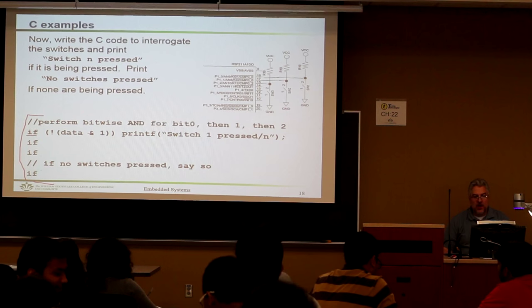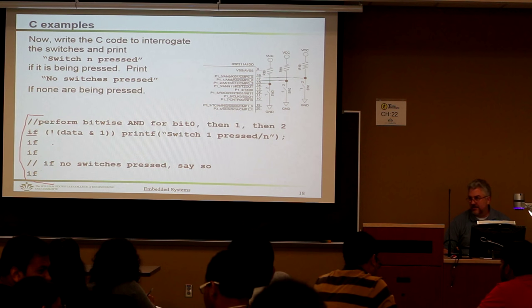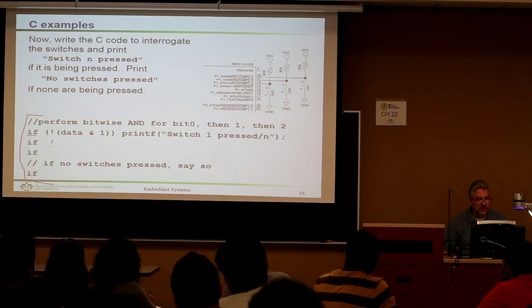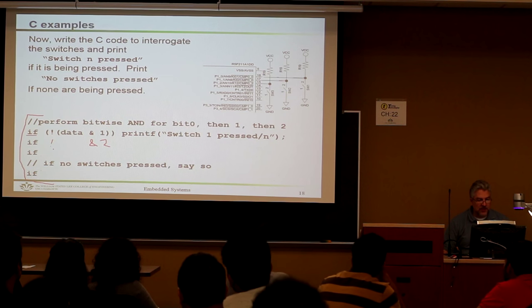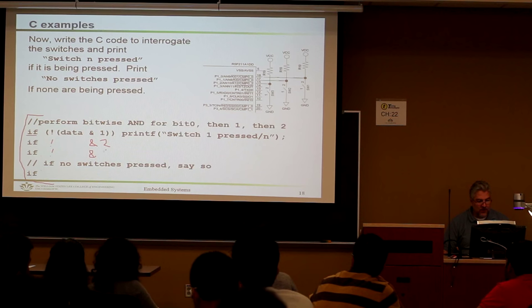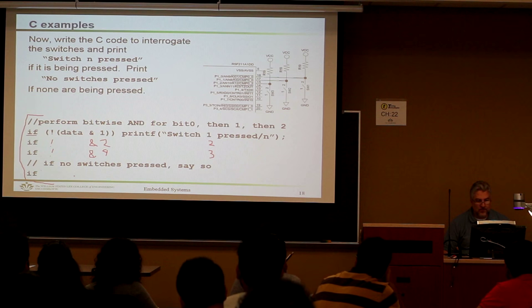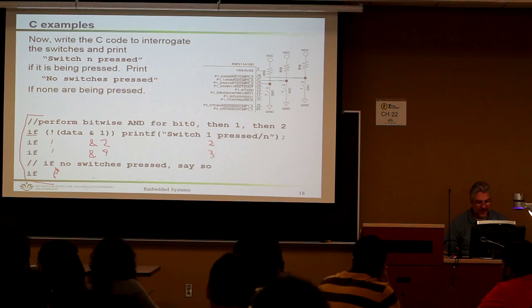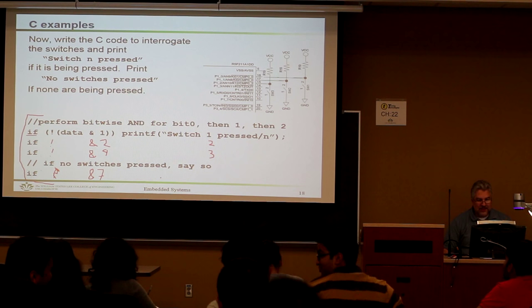I'll just do a few of these things. So what's going to be different here? What am I going to write here? Not equal to 2? Not and 2? All right. And this one is going to be? Not and 4. And obviously this is switch 2 pressed, this is switch 3 pressed. And this down here is going to be? No, not? All right. Then it's going to say no switches pressed.